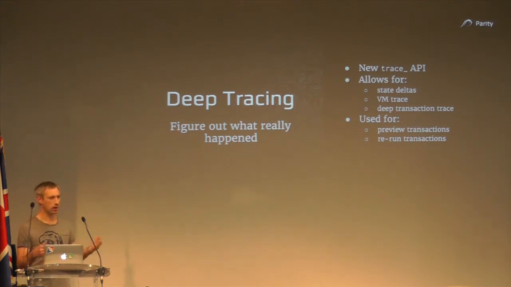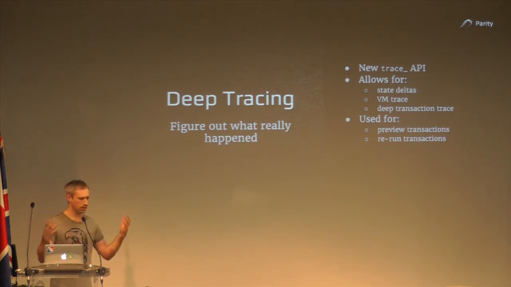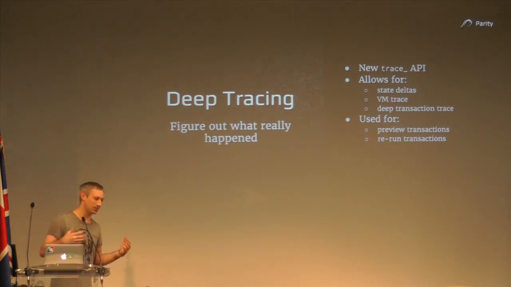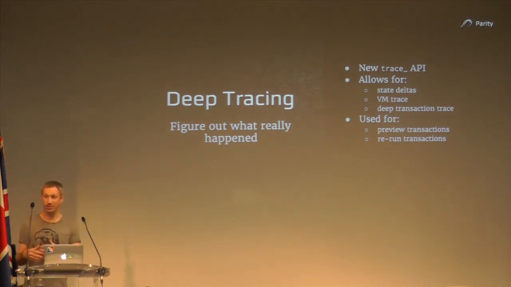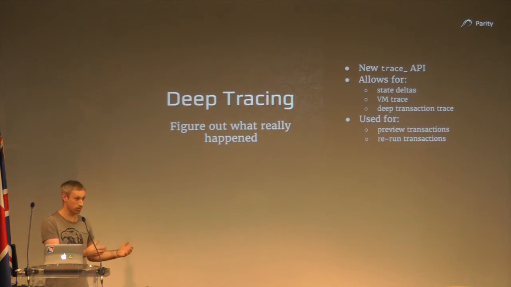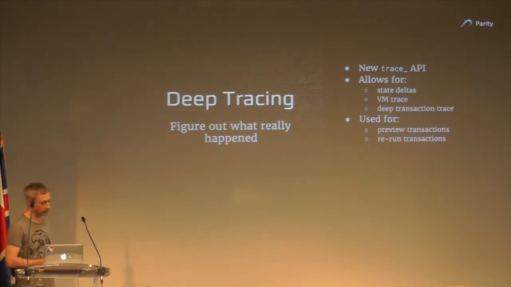You can use it for previewing new transactions, but you can also rerun existing transactions on the blockchain. We've actually got tracing as well, which allows you to do indexed tracing, so you can trace all transactions as they're executed on the blockchain and trace historical ones. But this allows you to rerun them and generate new traces.